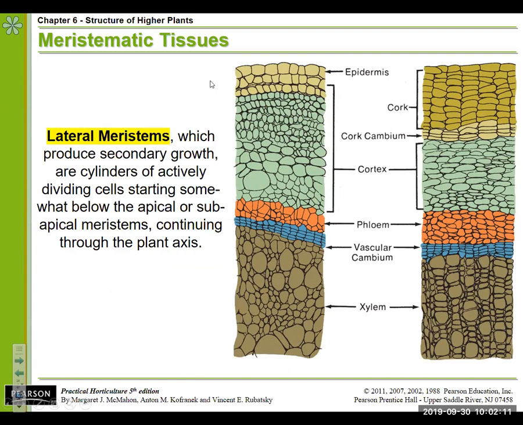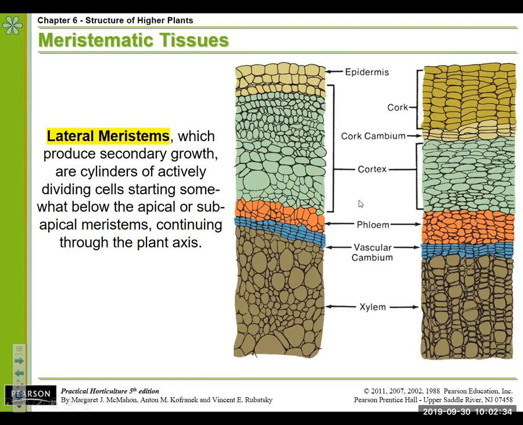And we have that meristematic zone in the roots that is basically dividing to say you're going to be a root hair, you're going to be a root cap, etc. We also have the lateral meristems that are producing the secondary growth, kind of the thickening of the plant stem and the branching off of it as well.